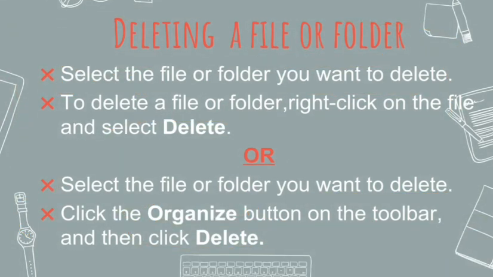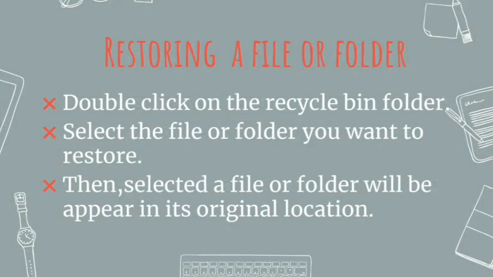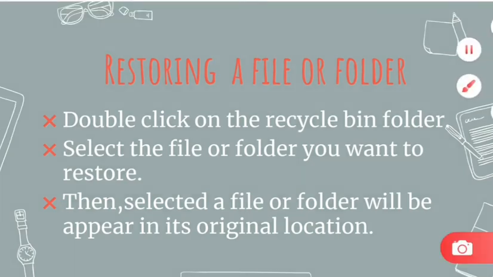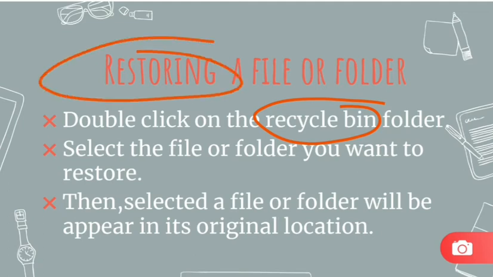Now move to the next heading, that is restoring a file or folder. Suppose by mistake you have deleted a file or folder from your computer and you want to restore it. So how can we restore it? The best option in our computer, that is the Windows 7 feature, gives us the functionality of the recycle bin. With the help of the recycle bin, we can restore the deleted file. Now we are going to see how we can restore a file or folder.